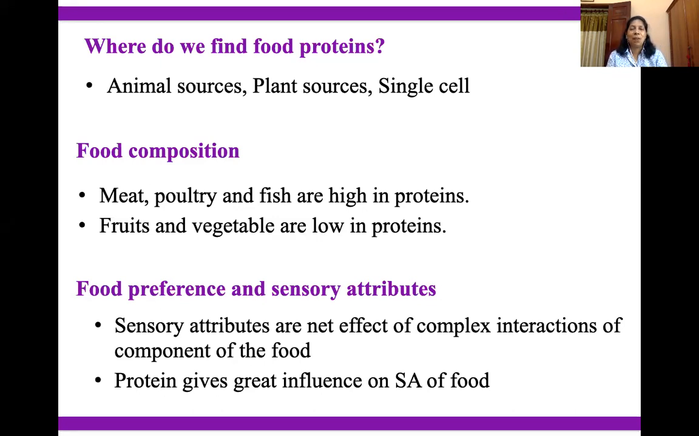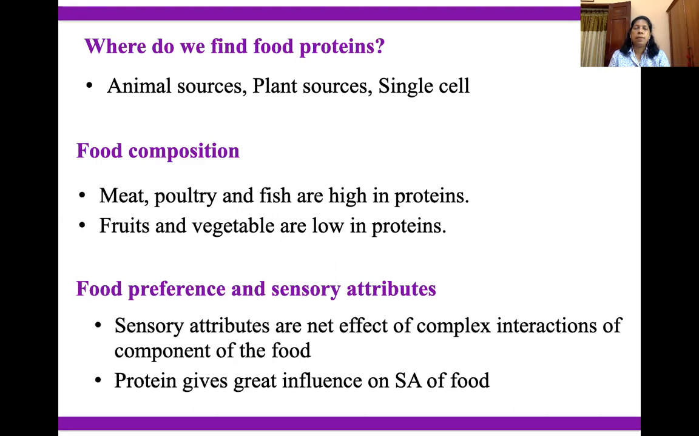So the food composition will change according to the availability of protein, water, lipid, and so on. But meat, poultry, and fish have high protein content, and fruits and vegetables have low protein content. Accordingly, when you prepare any kind of product using meat, poultry, fish, milk, or egg, those behave differently from fruit, vegetable, and low-protein content foods.